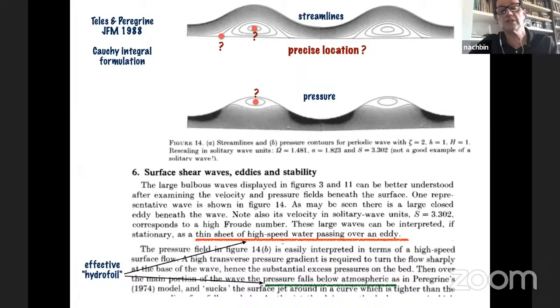And the intuition, as it's mentioned here in the Teles da Silva and Peregrine papers, is that there's this thin sheet of high-speed water passing over the eddy, right? If you see in the top figure. So if we think of the eddy a little bit as a hydrofoil, just like we see with the aerofoil, using Bernoulli's law, the high speed will generate a reduction of pressure there. So that's a little bit the mechanism by which we sort of understand how this happens. And there are more interesting things regarding this pressure anomaly.